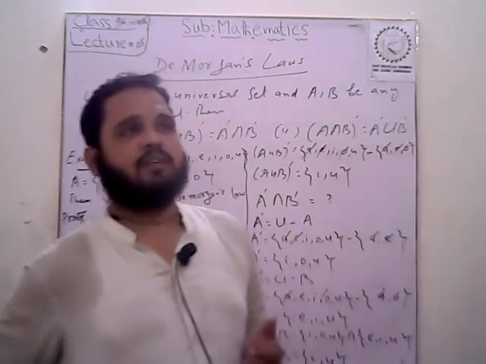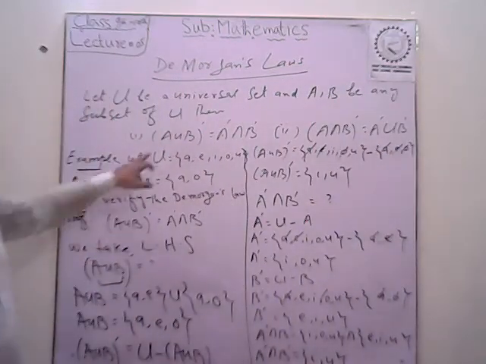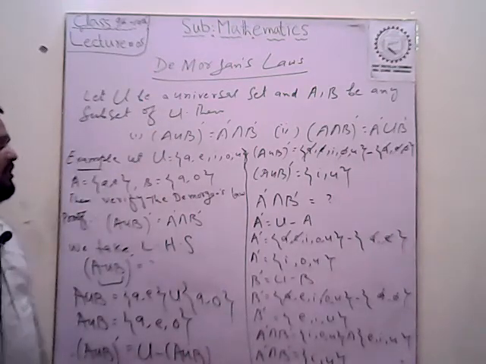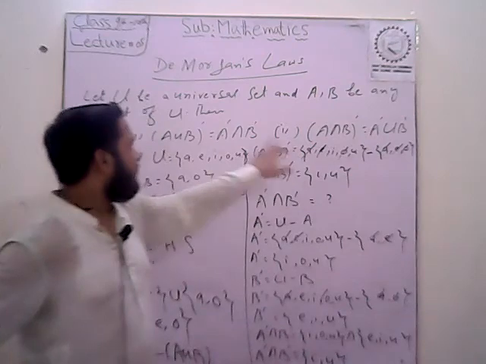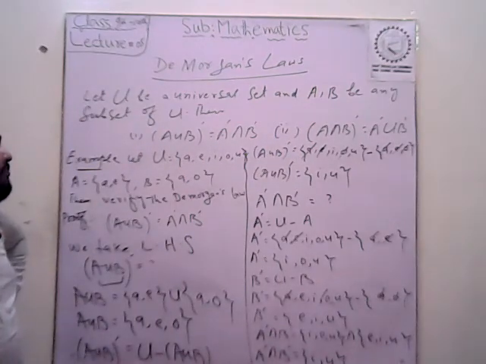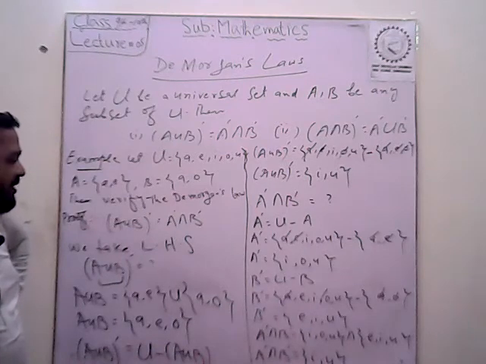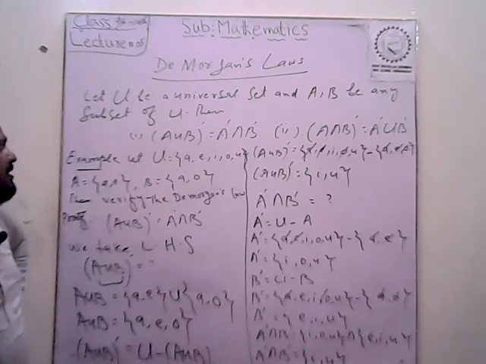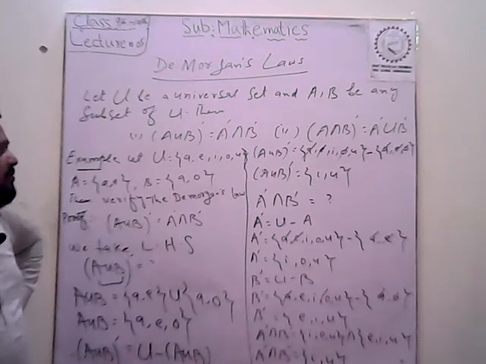You can see on the board, for the first property, the left hand side (A union B) whole complement is equal to {I, U} and the right hand side A complement intersection B complement is equal to {I, U}. Both sides' answers are the same. That means De Morgan's law is proved. The second property is that (A intersection B) whole complement is equal to A complement union B complement.